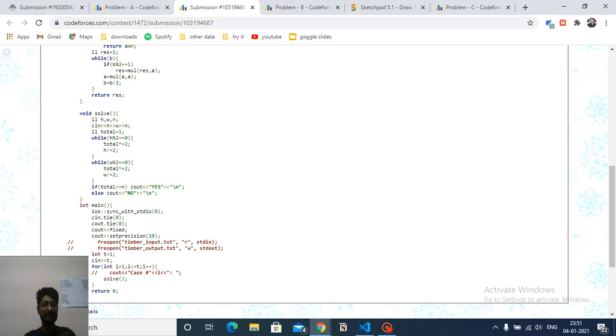Every paper will double itself, so total multiplied by 2, and because you have doubled everything, the height will be divided by 2, and you'll do the same for the width also. In the end, if the total number of papers formed is greater than or equal to n, then the answer is yes, otherwise the answer is no.